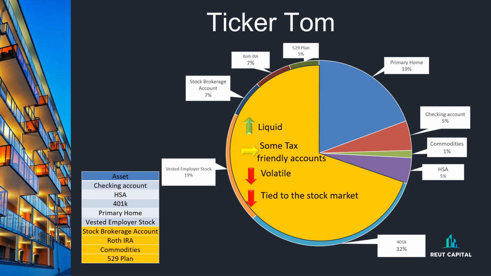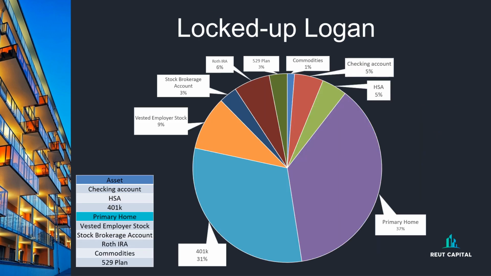So, what can you do, right? Maybe you could increase some real estate. Maybe instead of 19% in your real estate net worth, you could have a little bit more. So, let's look at the next example.